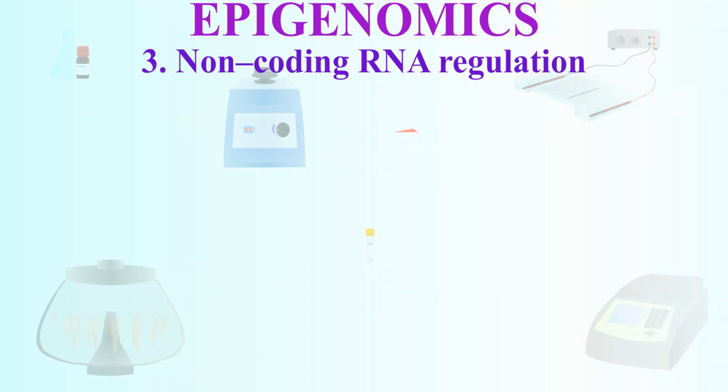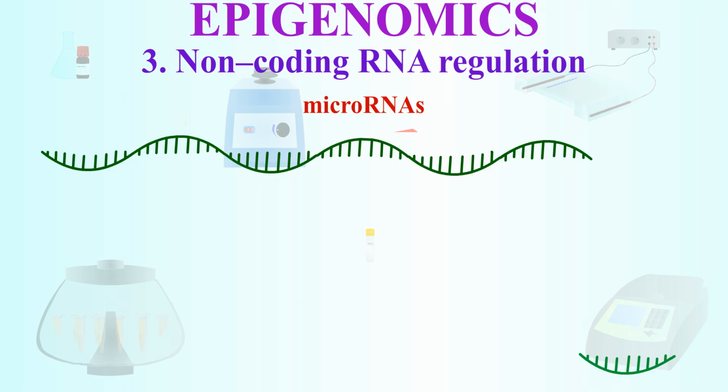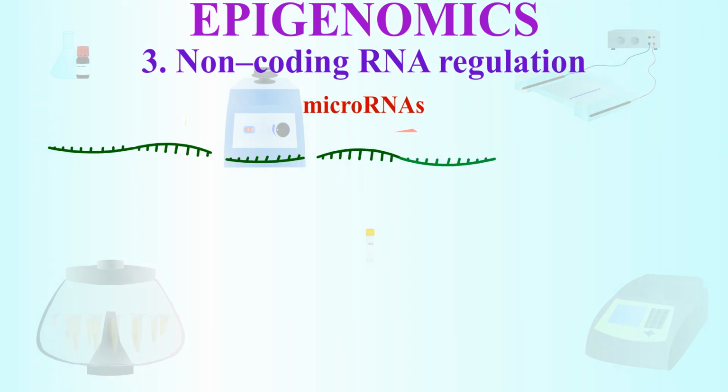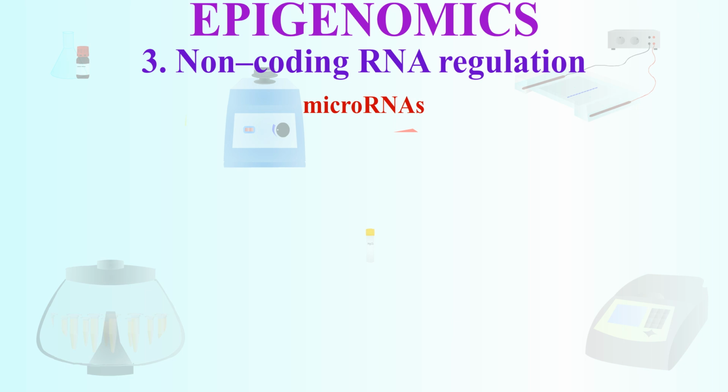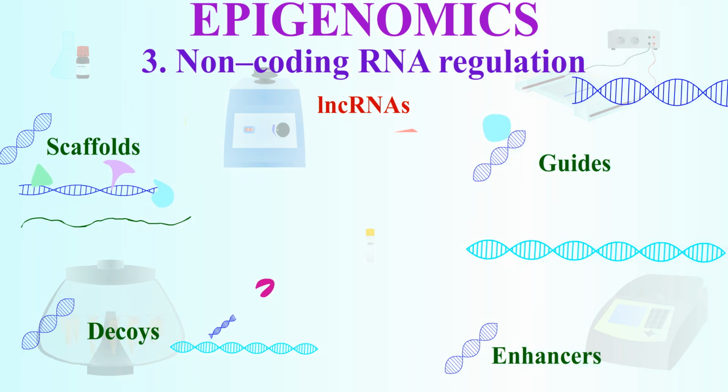3. Non-coding RNA regulation. Non-coding RNAs or ncRNAs like microRNAs and long non-coding RNAs can regulate gene expression without altering the DNA sequence. MicroRNAs are small ncRNAs that bind to the 3' untranslated region of the target mRNAs, such as DNA methyltransferase and other histone modifiers, which leads to mRNA degradation or translational repression. Long non-coding RNAs, on the other hand, can act as scaffolds, decoys, guides, or enhancers in gene regulation.